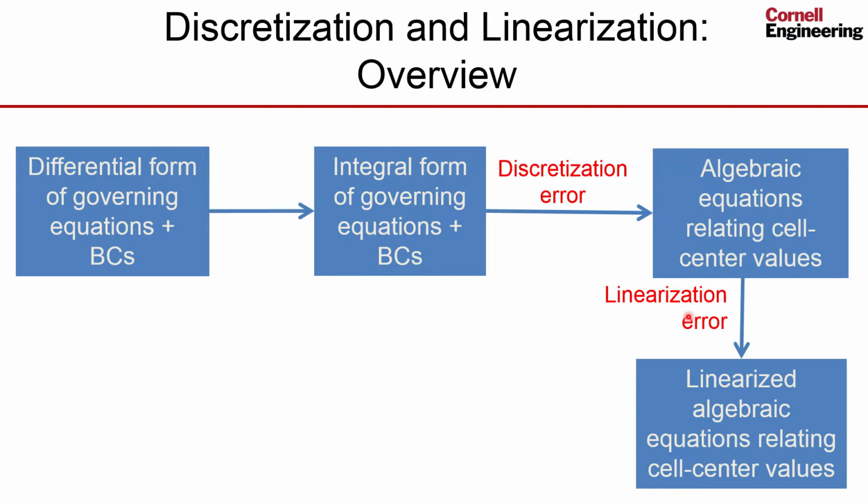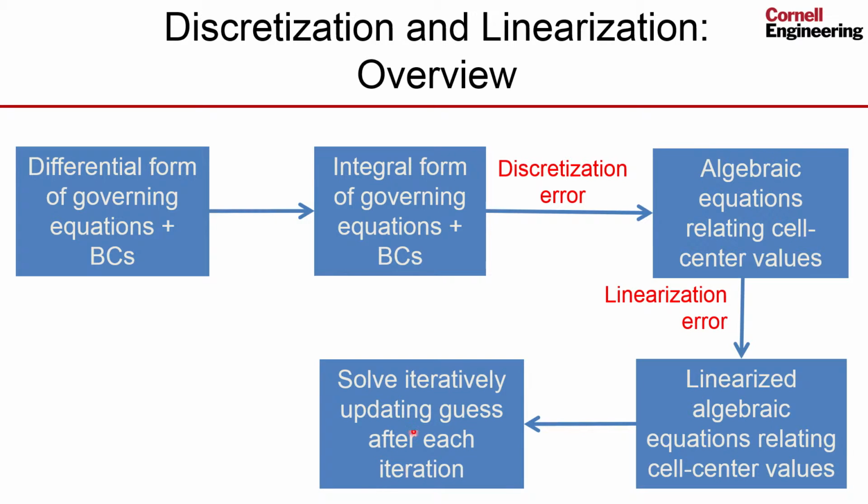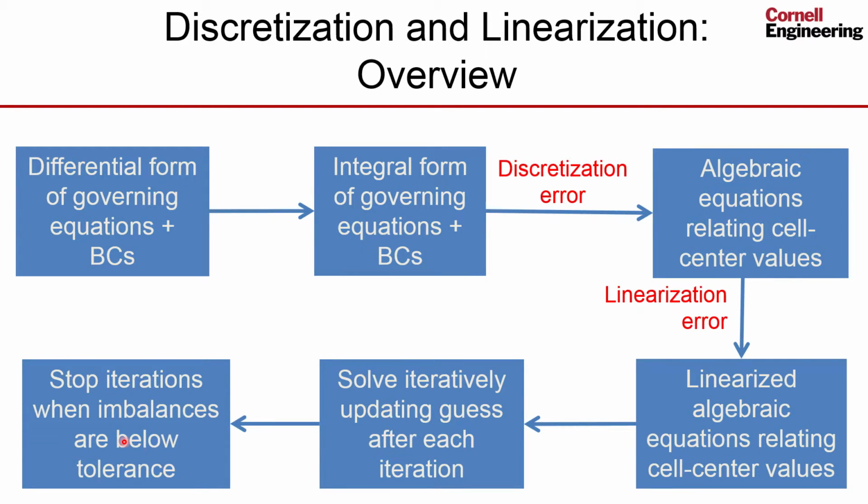And to decrease the linearization error, what we have to do is solve iteratively, and after each iteration we update the guess. And we stop iterating when our imbalances of mass and momentum are below some selected tolerance. If we had the exact solution to the nonlinear algebraic equations, the imbalances of mass and momentum would be zero. But since we have a linearization error, it's never going to be zero. But if it's below a tolerance, then our linearization error would be acceptable.